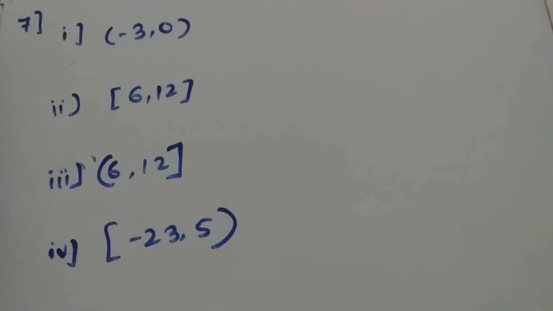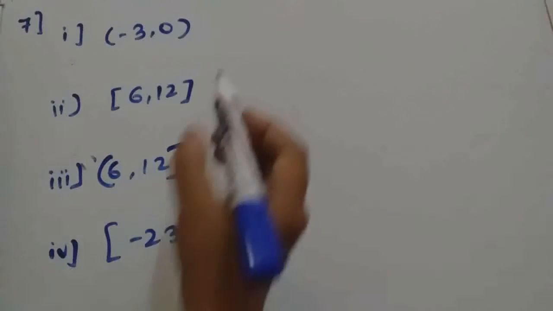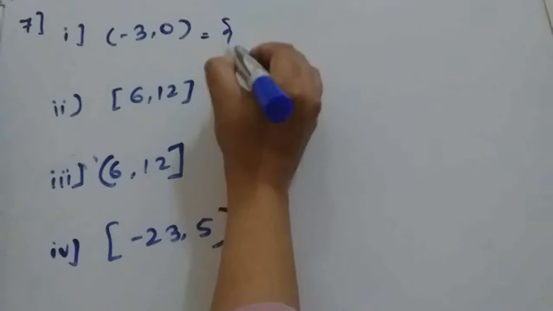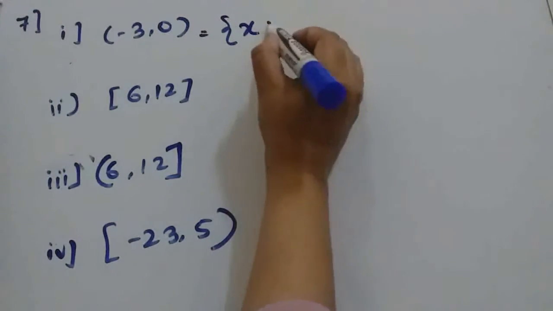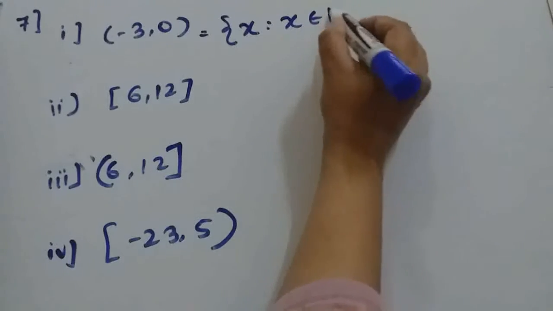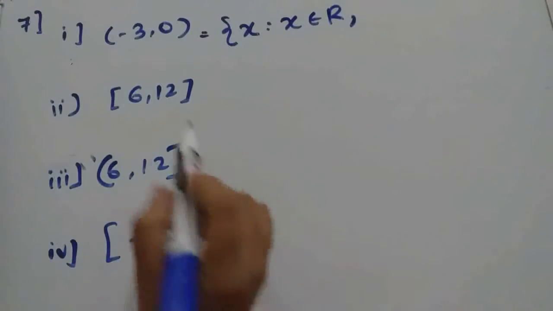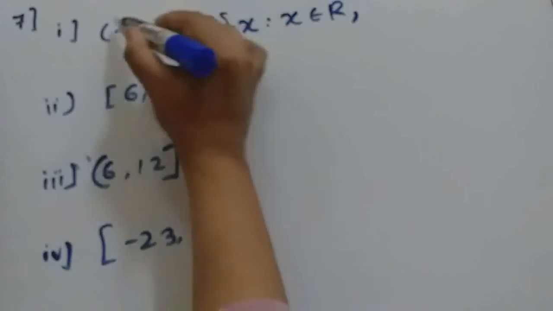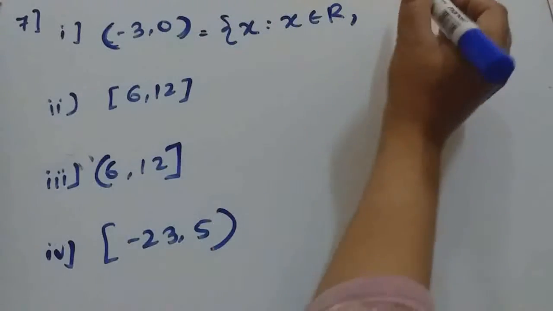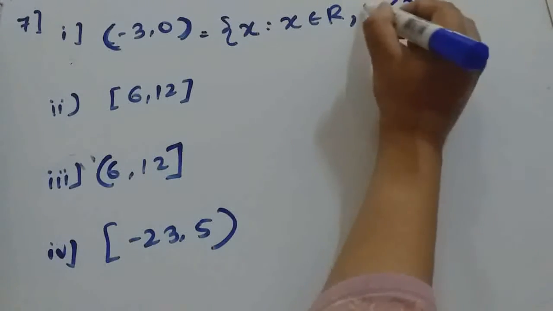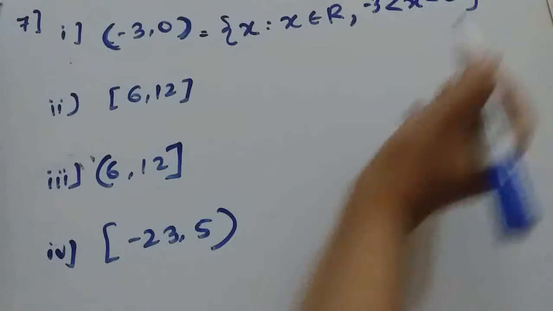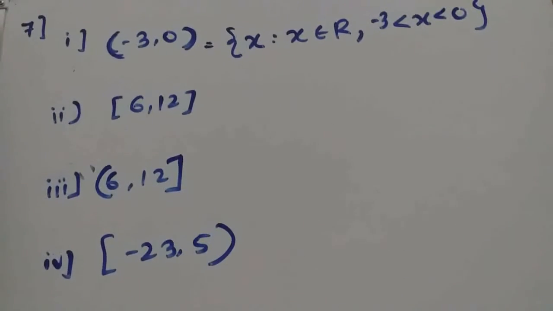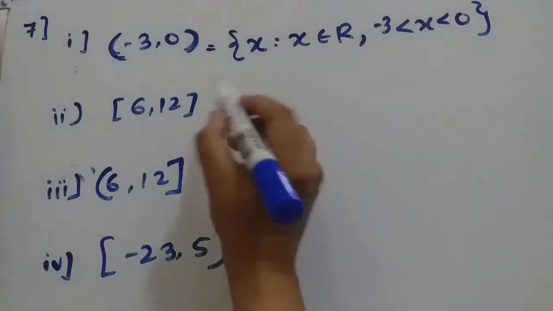Question number 7 is write the following interval in set builder form. So set builder form means it will have all elements of type x such that x belongs to real number, and the condition will be, see, both side it is open interval, isn't it? That means x value lies between, greater than -3 and less than 0, we can write.